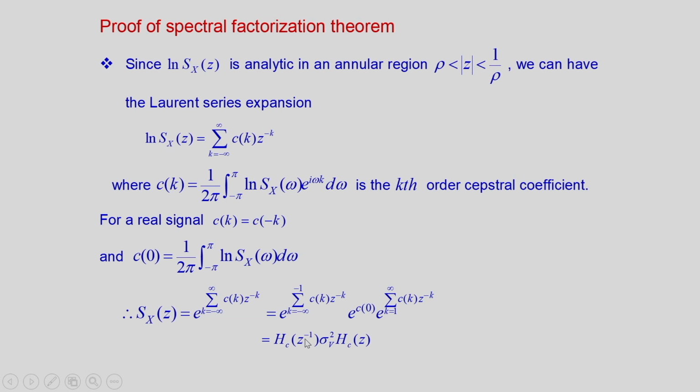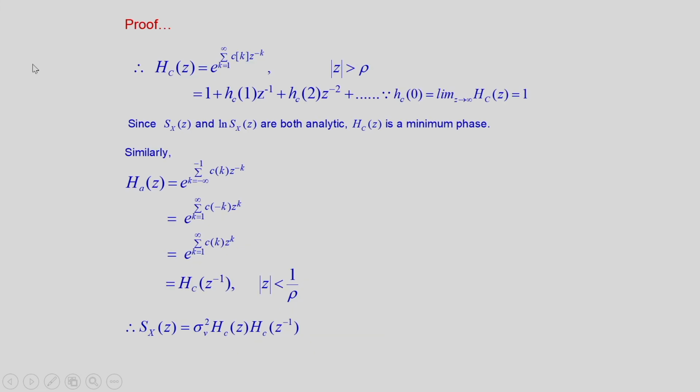Let us see how to find out Hc of z. By definition, we have written Hc of z as e to the power summation Ck z to the power minus k, k going from 1 to infinity. This we can now expand, because it is an exponential: 1 plus Hc of 1 into z inverse, then Hc of 2 into z to the power minus 2, like that. And here h0 is equal to 1.